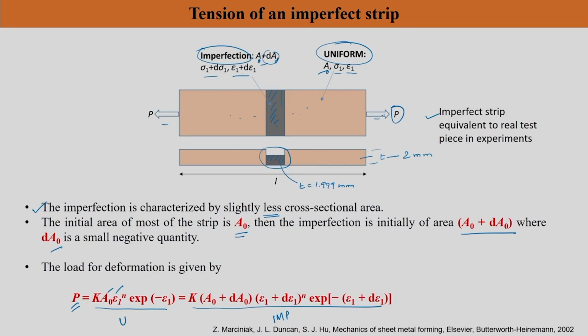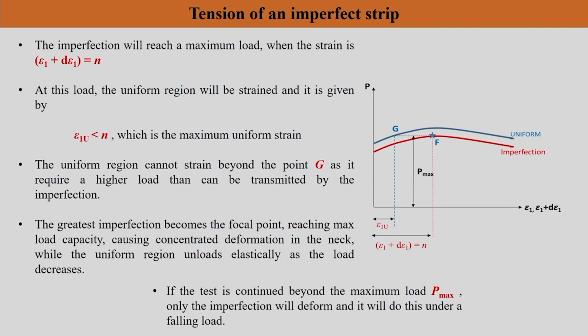This is the equation that we can frame for load requirement with respect to epsilon 1. So, now you are given K, A naught, n, and how much imperfection you have here. So, you can get a graph between epsilon 1 versus P for the entire strip. Now what we are going to do is discuss a situation of how these two regions are going to behave when you give deformation to it.